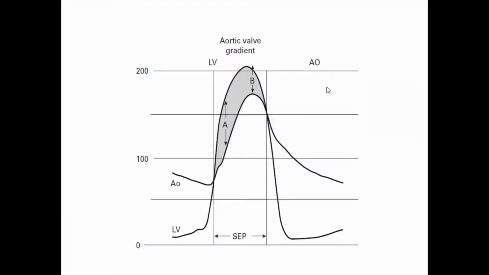Systolic or diastolic? Systolic. Yeah, we have a systolic gradient between the LV and aorta, which is abnormal. If we have a systolic gradient between the LV and aorta, it is abnormal.